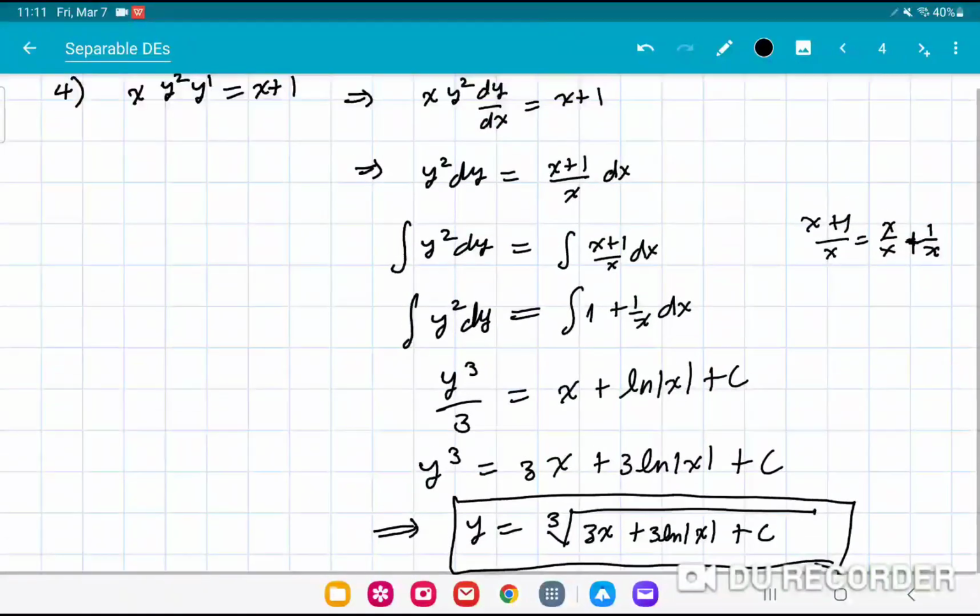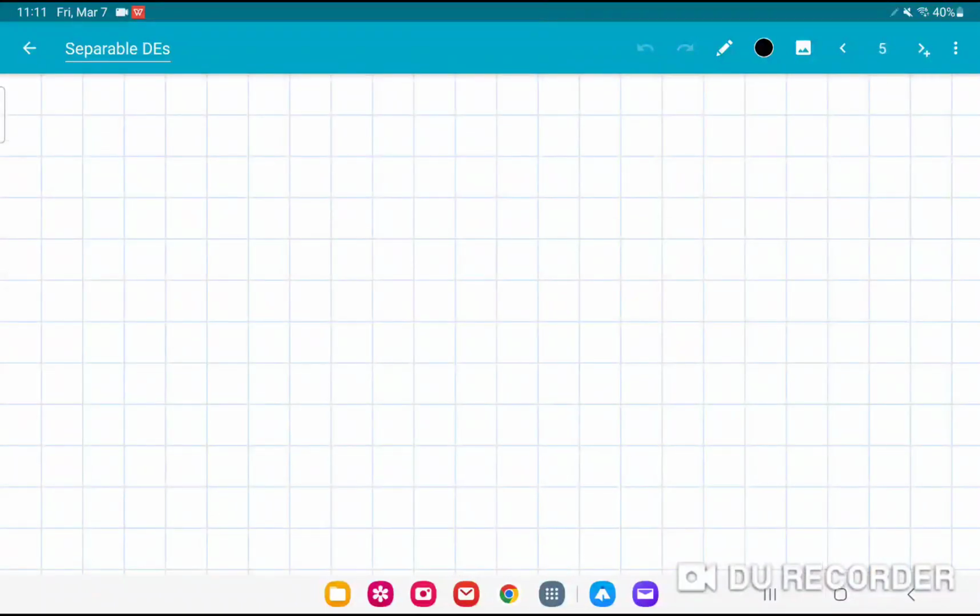Okay, I will do 2 more examples real quick and we'll finish. Okay, the next example is y prime equals 2y.